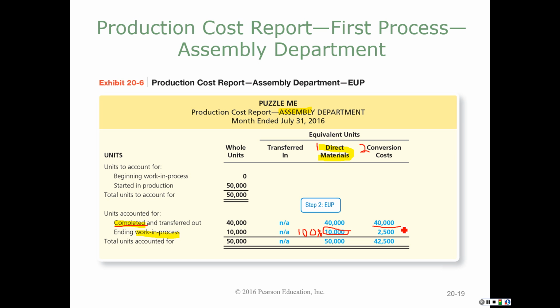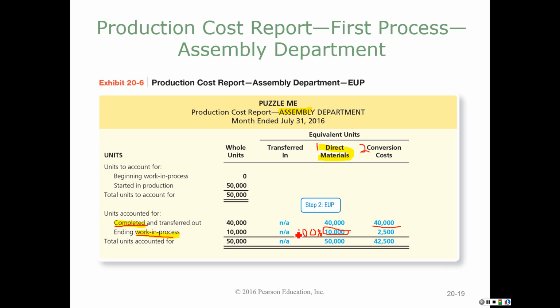So these puzzles that are ready to move to the next department have 100% of their conversion costs. They have 100% of their direct materials. And so 40,000 units that are complete are the equivalent of 40,000 completed units. It's that simple. What we have to work on is the 10,000 that are staying in work in process. Okay, we need equivalent units for one, direct materials, and we need equivalent units for two, conversion cost.